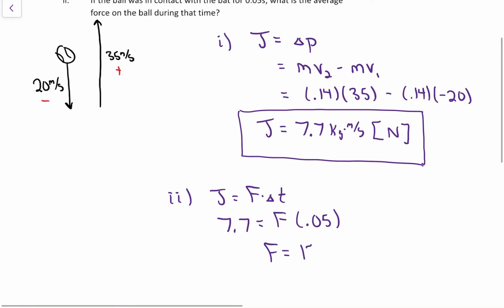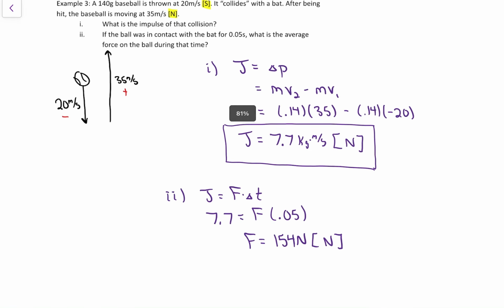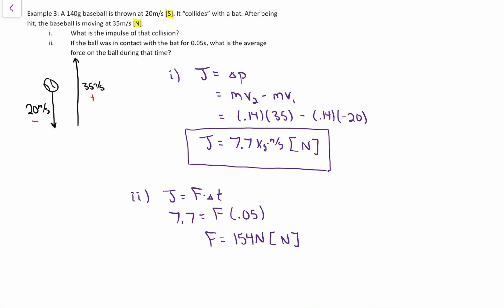I get a value of 154. And again, because that's positive, that means it's north. So a little bit nitpicky, but since we got directions in the question, we have to have directions in our answer. Now, in these impulse questions so far, I've tried to be careful to say that when we found the force, it was the average force.